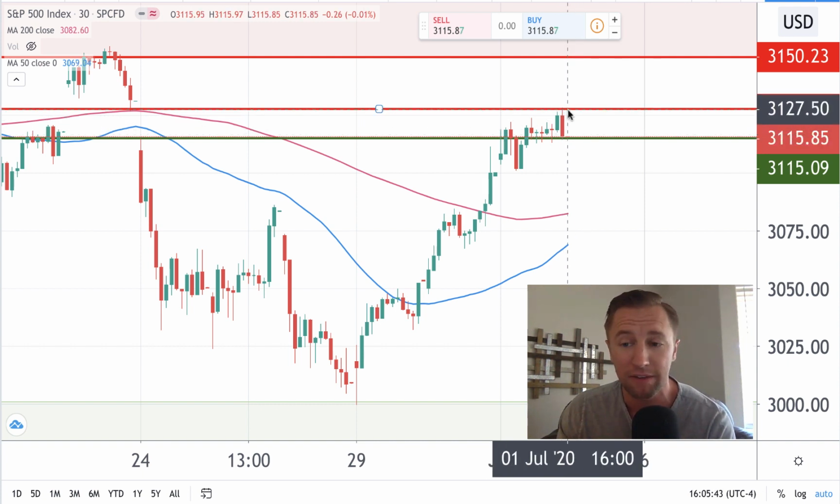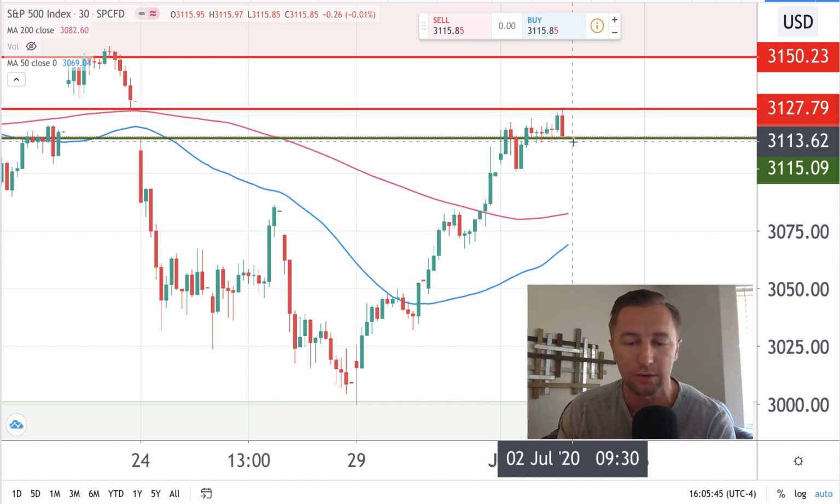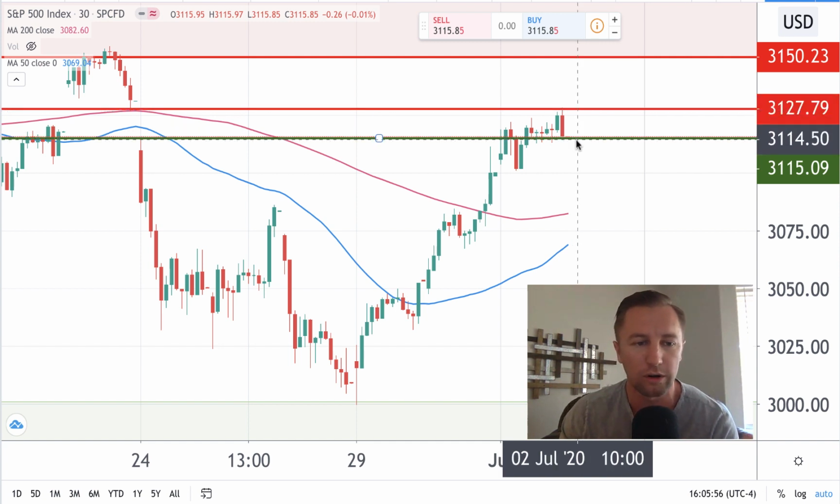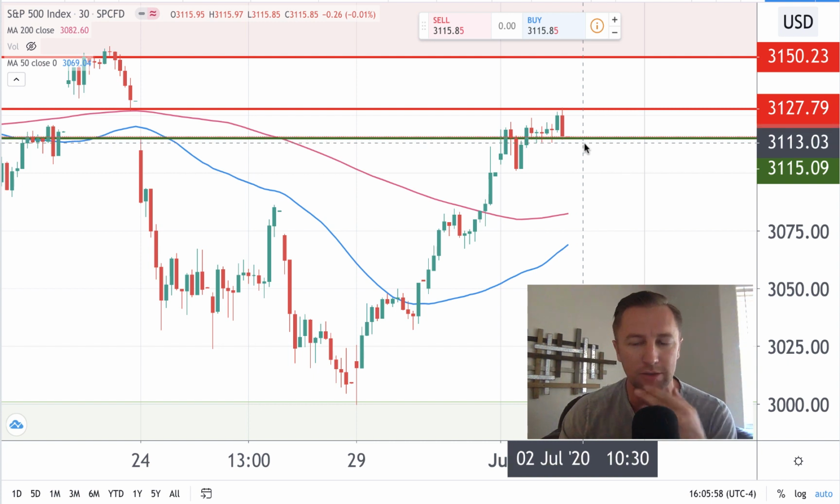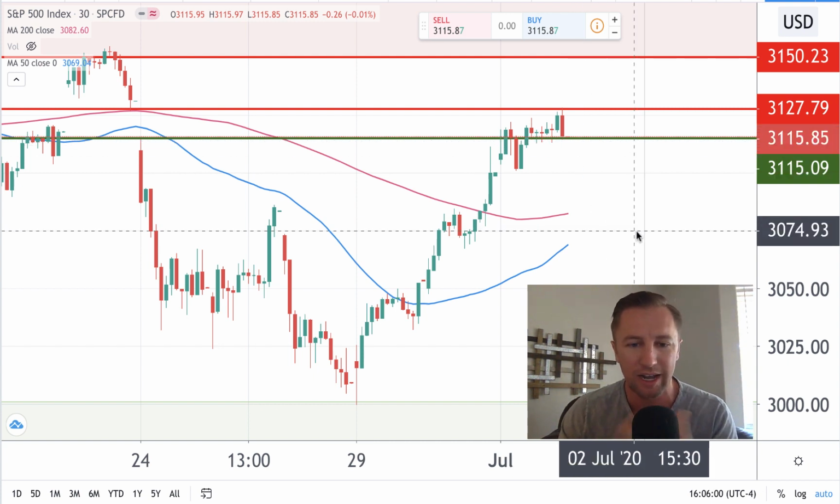And if you did fade it at that 31.30, you were quite successful going into the close, for sure, because it went all the way from the top of the window back down to the bottom. Now, as far as where it's going to be tomorrow, let's map out some support and resistance areas so we can get a good idea.